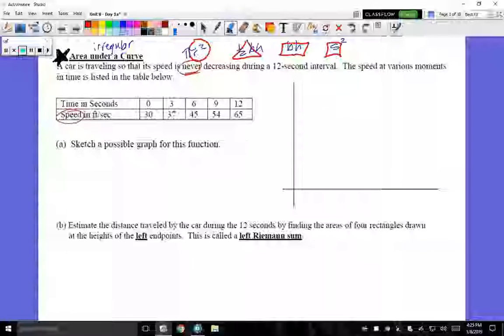The default when you're looking at a graph like this is to interpret the top as x and the bottom as y. The top input is talking about 12 seconds, so time usually is the input, and it's from 0 to 12 seconds. The speed at various moments in time is listed in the table. So we're going to sketch a possible graph for this function, and then we're going to start looking at the area.